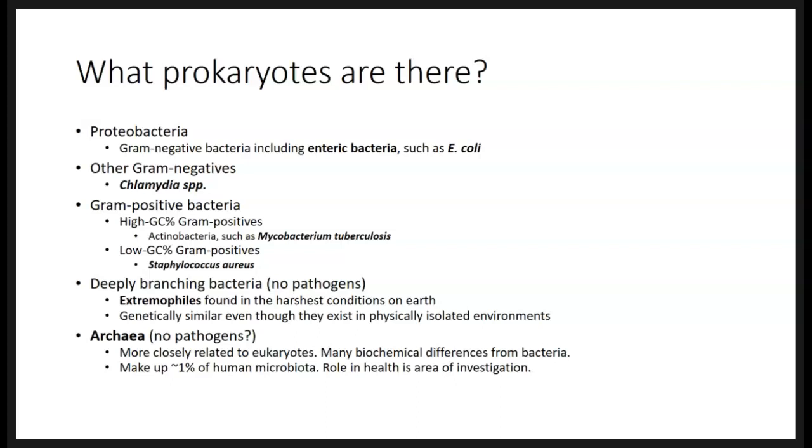So Chapter 4 talks about the proteobacteria, which are gram-negative bacteria that include enteric bacteria. And enteric bacteria are bacteria that inhabit the enteric pathways of animals. So that is our small and large intestines. These include organisms such as E. coli, which I'll talk about.